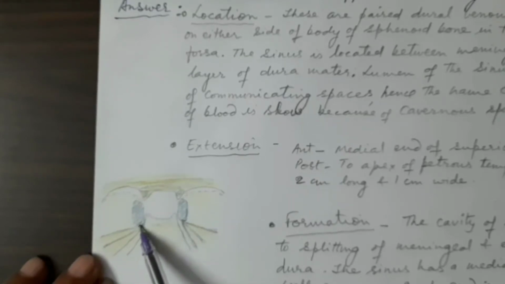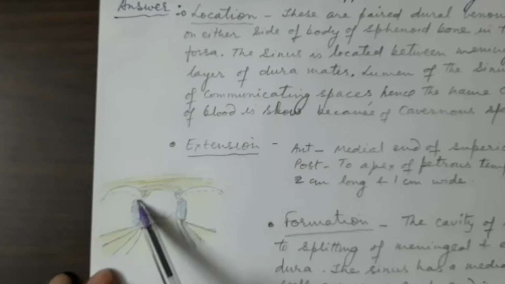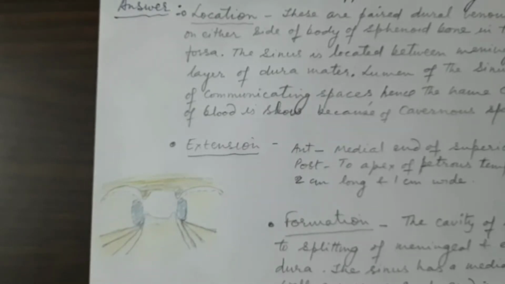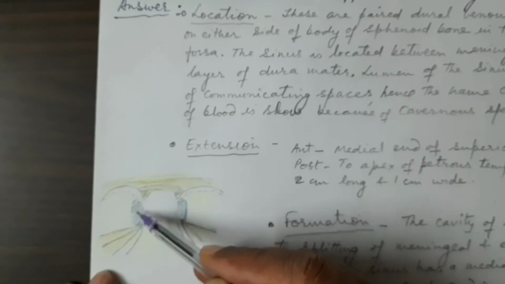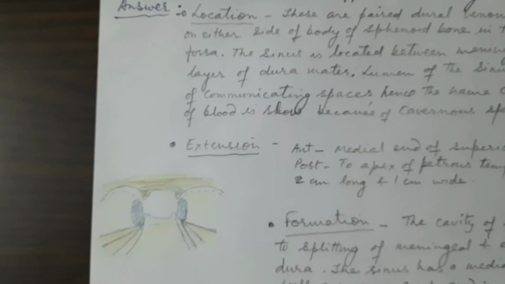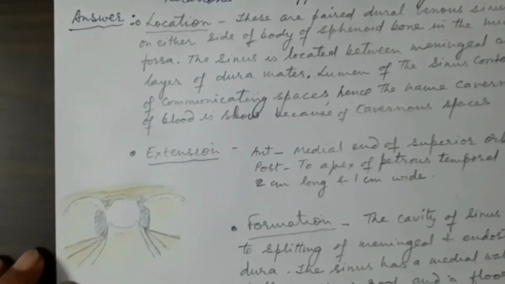And the posterior extent of this cavernous sinus is to the apex of the petrous temporal bone. Now, if you see this, you will realize that this sinus is very small. It is about 2 centimeters in length anteroposteriorly and about 1 centimeter in width. Can you see here? From here to here, the anteroposterior extent is 2 centimeters and its width is about 1 centimeter. That means it is 1 centimeter wide.